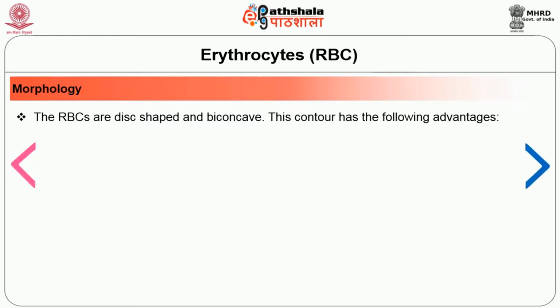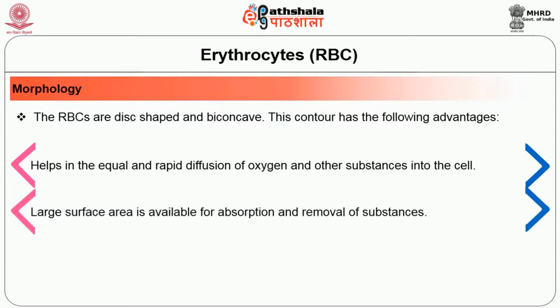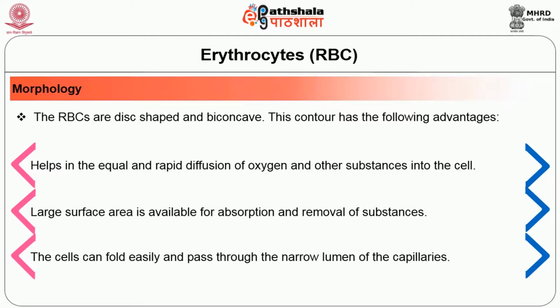Number 1, it helps in the equal and rapid diffusion of oxygen and other substances in the cell. Number 2, the large surface area which is available in the RBC facilitates the absorption and removal of the substances. Number 3, the RBCs can fold easily and pass through the narrow lumen of the capillaries.